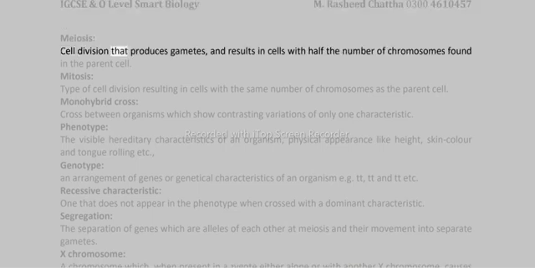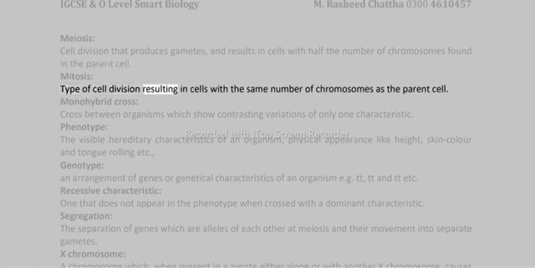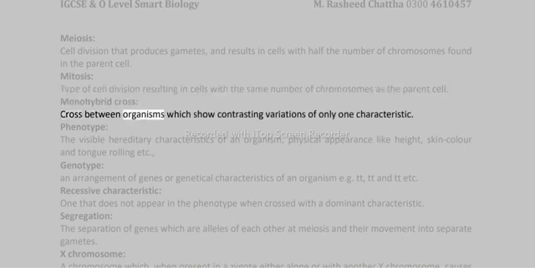Meiosis, cell division that produces gametes, and results in cells with half the number of chromosomes found in the parent cell. Mitosis, type of cell division resulting in cells with the same number of chromosomes as the parent cell. Monohybrid cross, cross between organisms which show contrasting variations of only one characteristic.